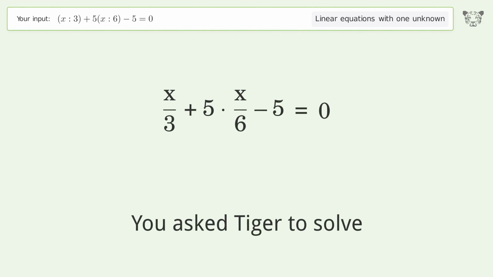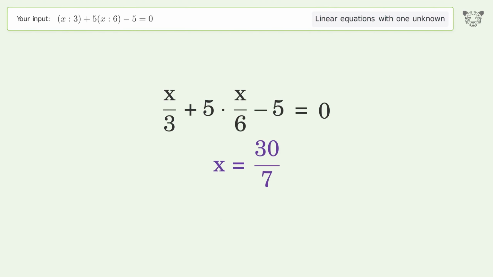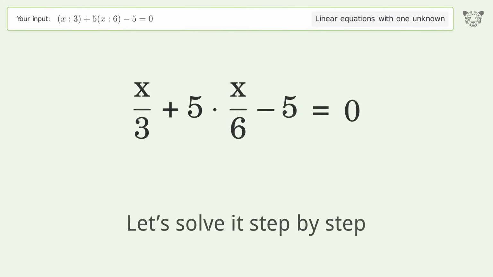You ask Tiger to solve. This deals with linear equations with one unknown. The final result is x equals 30/7. Let's solve it step by step.